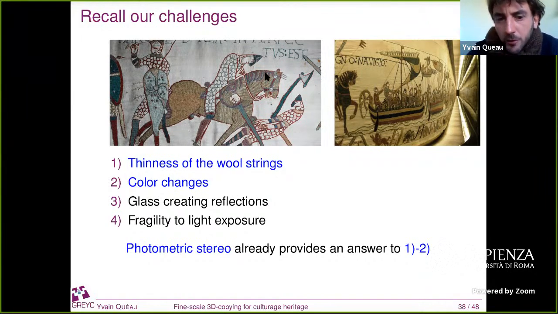Now there are a few other challenges which are intrinsic to the context of Bayeux: we don't have direct access to the tapestry. The tapestry is behind glass for its protection. And we need to limit as much as possible the amount of light that we project on the surface, again because it's very fragile to light, and otherwise it will just deteriorate if we put a strong light on it. So I will discuss a bit the last two parts.